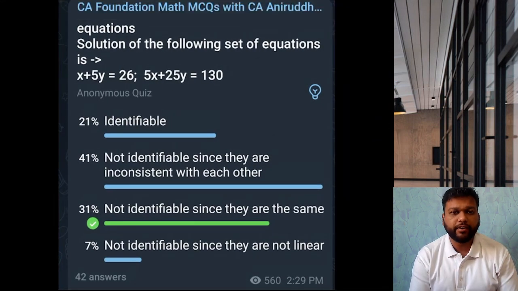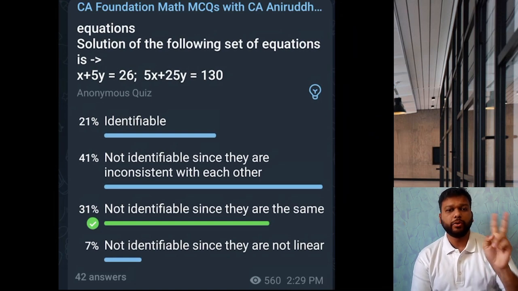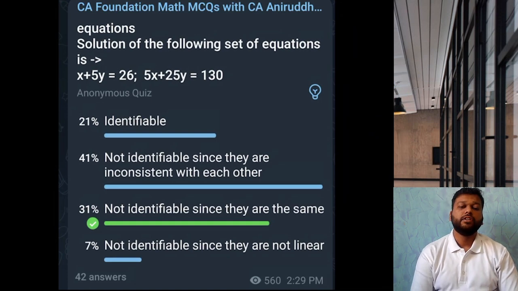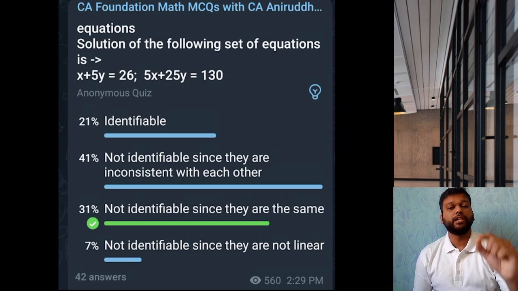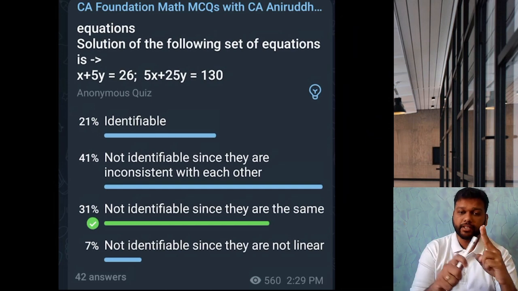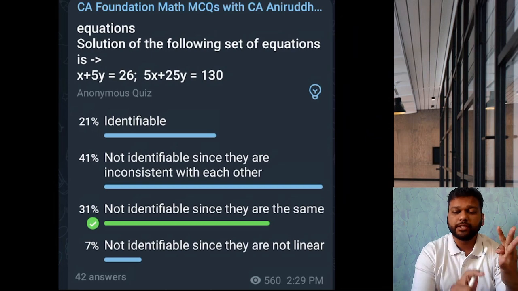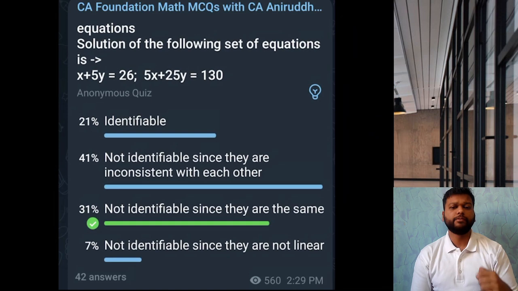Okay, this is a different one. Let's see. Solution of following set of equations is, there are two equations, x plus 5y is 26 and 5x plus 25y is 130. The options do not contain the exact answer, but the options are: not identifiable since they are inconsistent, not identifiable since they are same, and not identifiable since they are not linear. Now you need to understand the difference between these three. Very important.